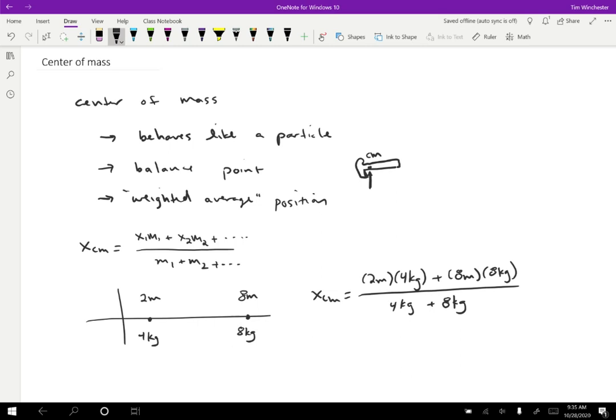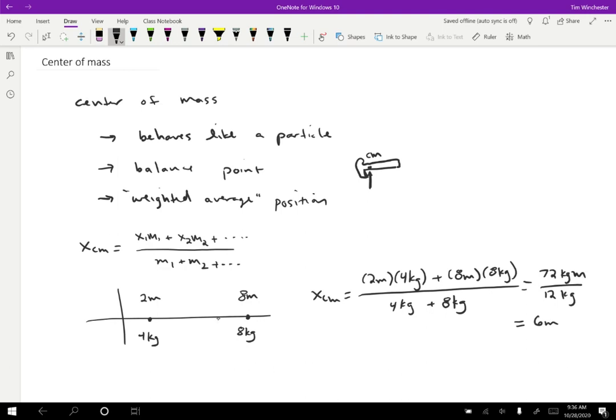So we're actually using masses rather than physical weights for this, although near the surface of Earth, you get the same answer either way. Okay, so if I plug these in, 2 times 4 is 8, and 8 times 8 is 64, so I'll get 72 kilogram meters on top. And on the bottom, I'm going to have 12 kilograms.